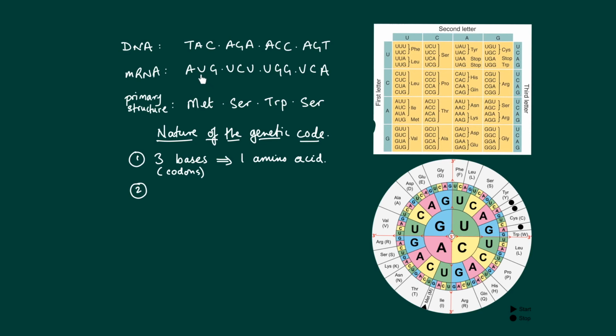AUG followed by UGU followed by GUC followed by UCU. So it's not that way though. You read the first 3 bases AUG, and then the next 3 bases are read after that, UCU. Codons do not overlap with each other.